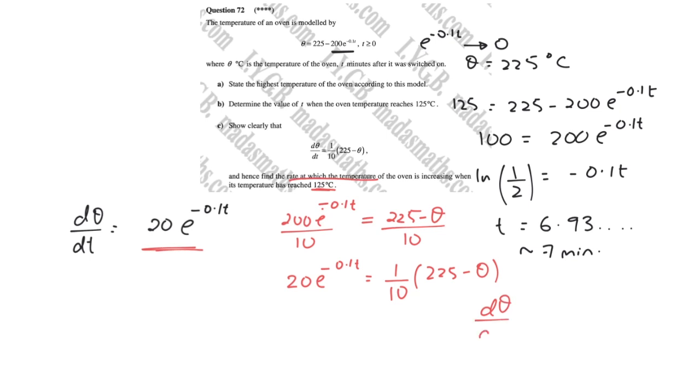So d theta over dt is 1 over 10 times 25 minus 125, and that basically gives you 10 degrees Celsius. Yes, indeed, 10 degrees Celsius per minute. Okay, so I hope they don't cancel marks for the incorrect unit because it is a rate of increase. I don't think so, but just be watchful.